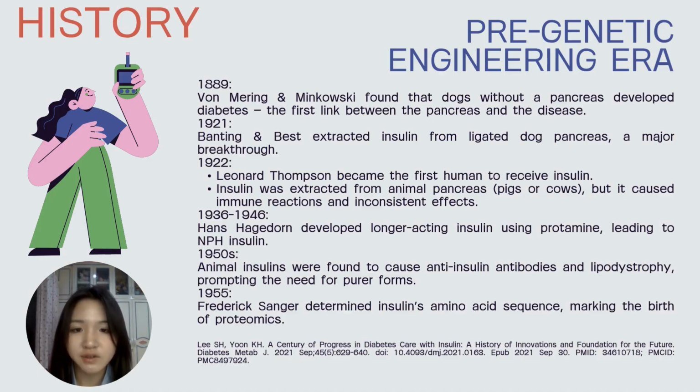In 1936 to 1946, Hans H. developed longer-acting insulin using protamine, leading to NPH insulins. In the 1950s, animal insulins were found to cause anti-insulin antibodies and lipodystrophy, prompting the need for purer forms. In 1955, Frederick Sanger determined insulin's amino acid sequence, marking the birth of proteomics.